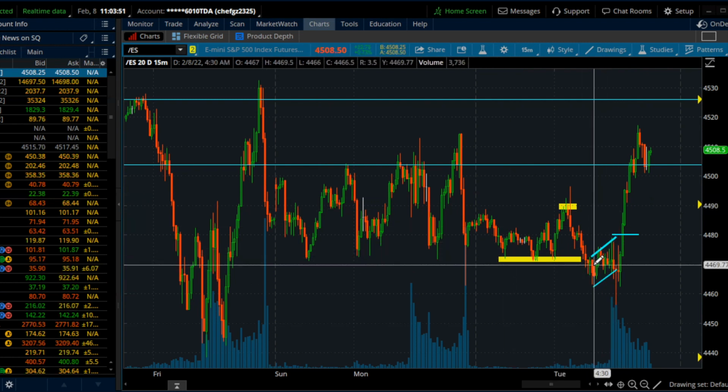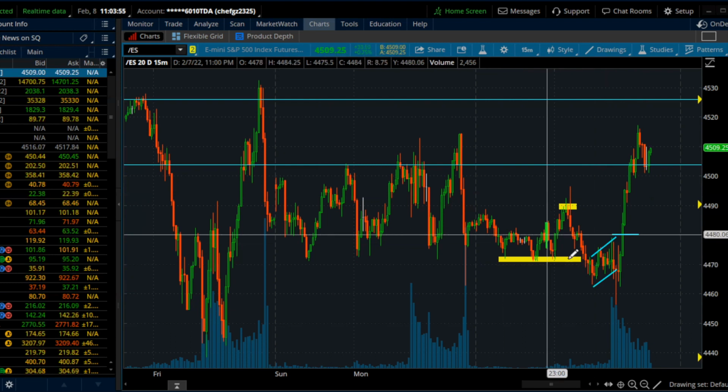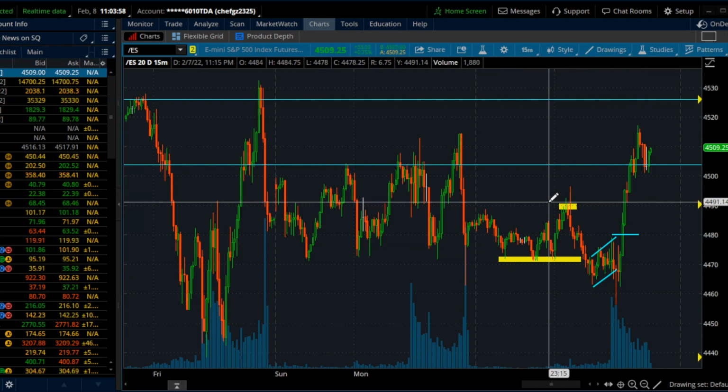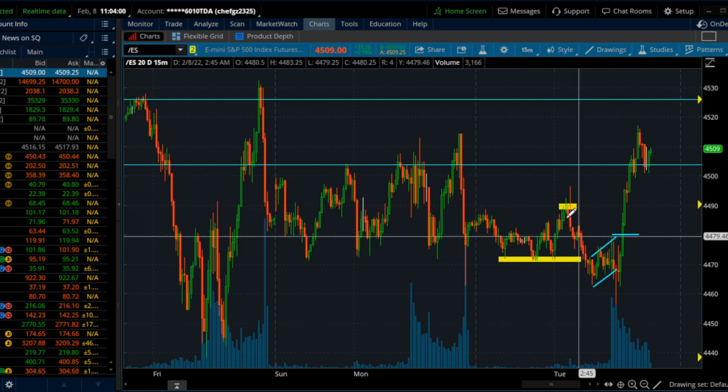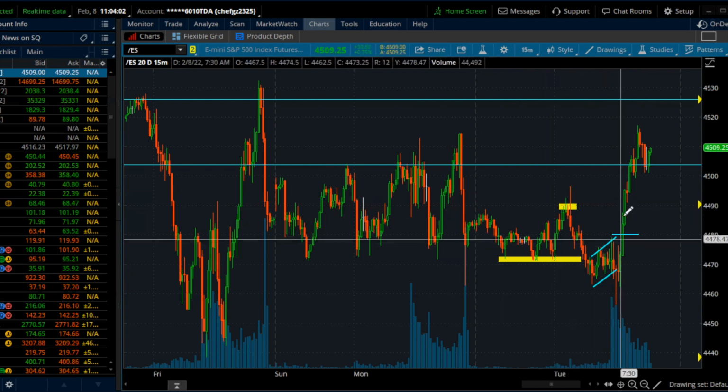What is the sentiment that we have in the futures? Now don't try to go and find this on every ticker out there. You should only be finding this on the futures. This right here, this little bear flag.